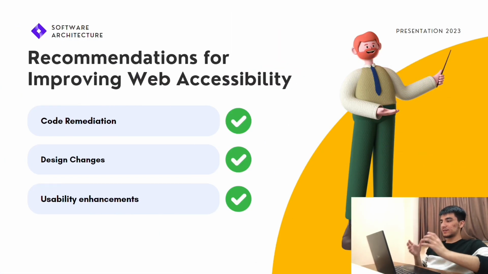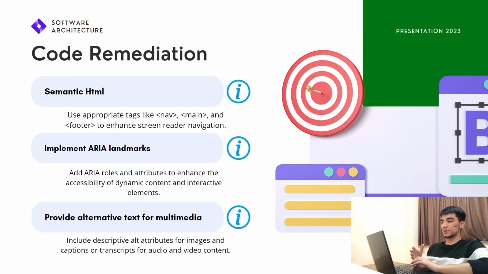In a world where technology plays an increasingly significant role in our daily lives, it's crucial that we ensure equal access and usability for everyone, regardless of their abilities. One key aspect of achieving this goal lies in the recommendations we provide for improving the accessibility of web applications. These recommendations contain three main areas: code remediation, design changes, and usability enhancements. Let's delve into each of these areas to understand how they contribute to making web applications more inclusive. And we'll start with code remediation.